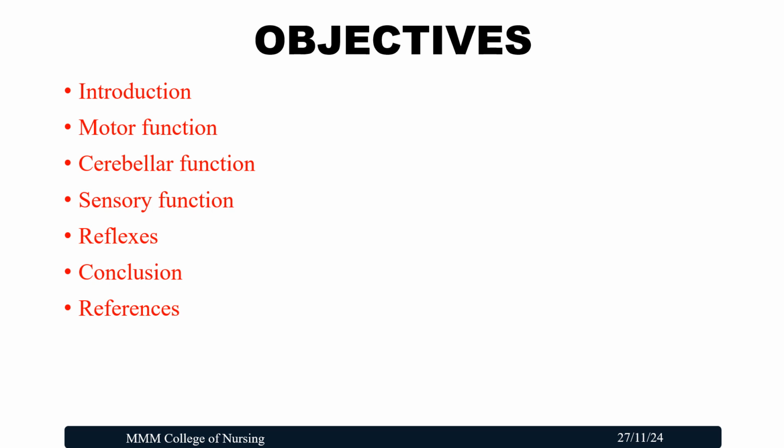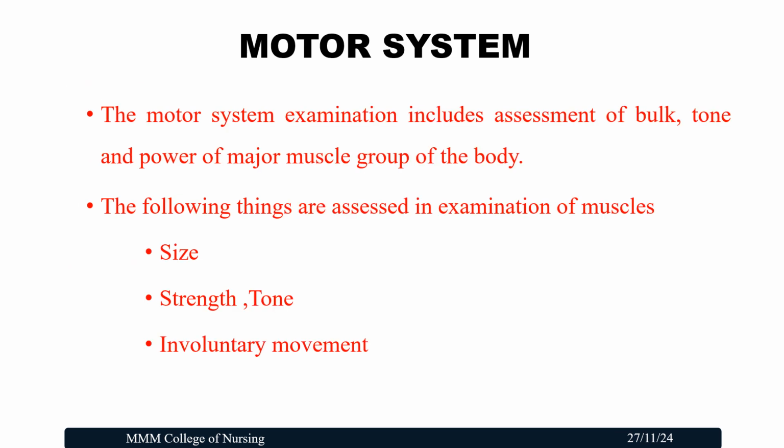Let's see the objectives of what we are going to discuss. Motor system. The motor system examination includes assessment of bulk, tone and power of the major muscle groups of the body. The following things are assessed in the examination of muscles: size of the muscle, strength of the muscle, tone of the muscles and any involuntary movement.